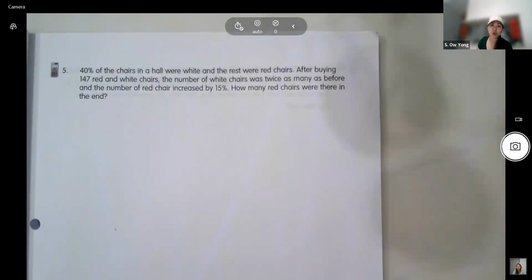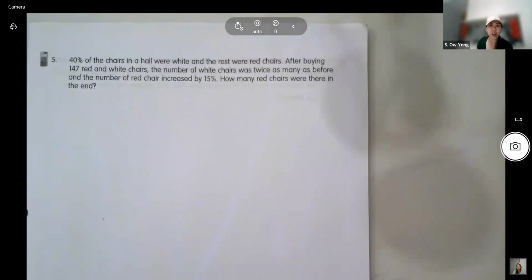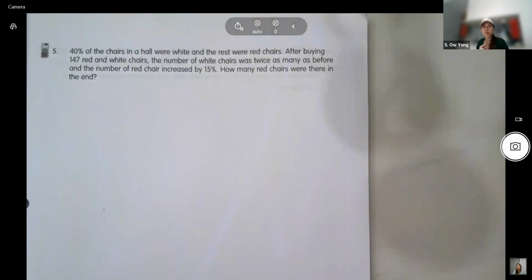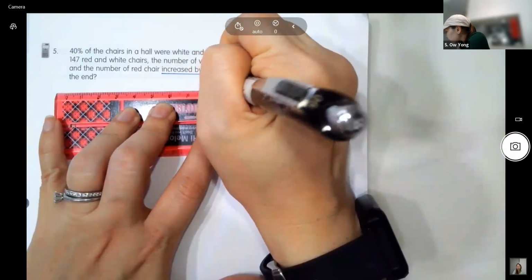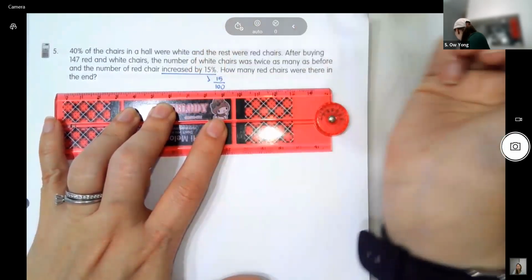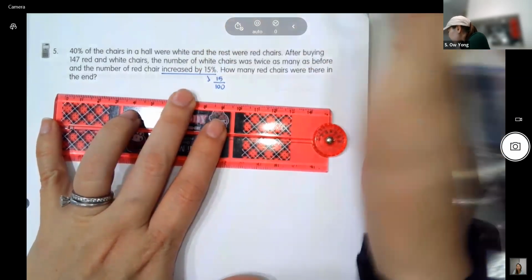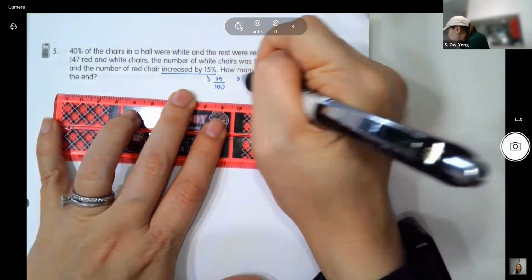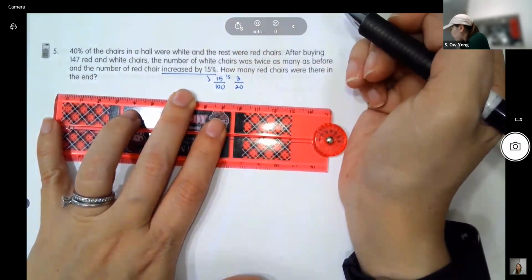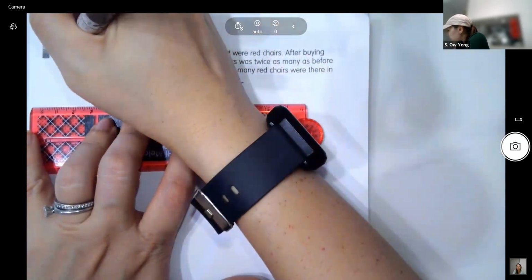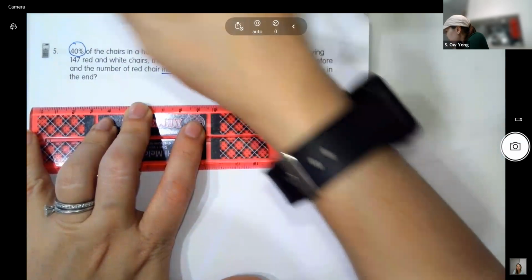40% of the chairs in the hall were white while the rest were red. After buying 147 red and white chairs, the number of white were twice as many as before, and the number of red increased by 15%. Now, this one is the difficult one. It increased by 15%. From your fraction, if you divide it by 5, you will have 320 as well.